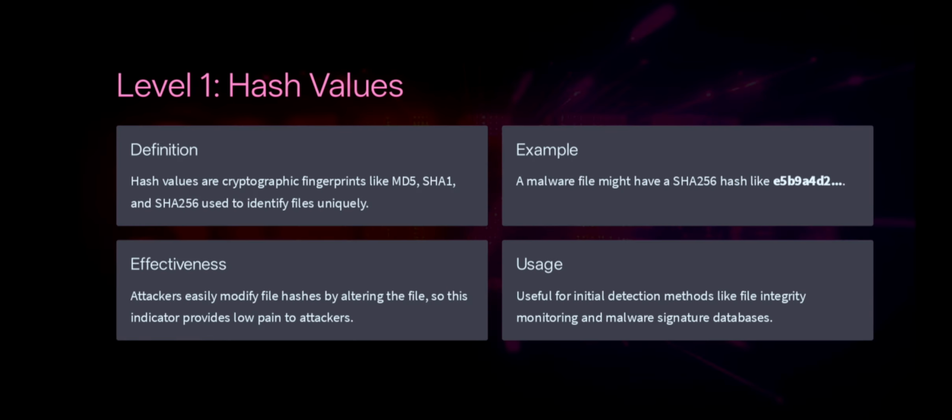Hash values, the base of the Pyramid of Pain. Definition and role in cybersecurity. A hash value is a fixed-length string of characters generated by a cryptographic hash function, such as MD5, SHA-1, or SHA-256. These functions take input data, like a file or string, and produce a unique output, or fingerprint, that represents that data.